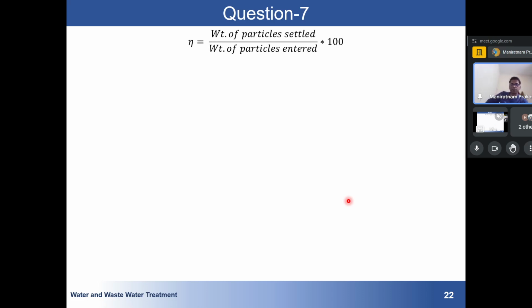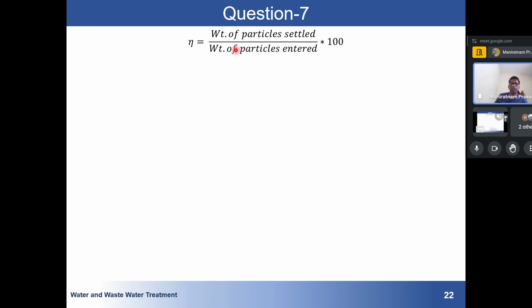So we define the term efficiency, which is given by eta, that is weight of particle settled divided by weight of particle entered. In this way, we can say that if all the particles which are entering there have settled, we will say that the efficiency of our sedimentation tank is 100%. If not everything is settling, then we will say that the efficiency of our sedimentation tank is not 100%.